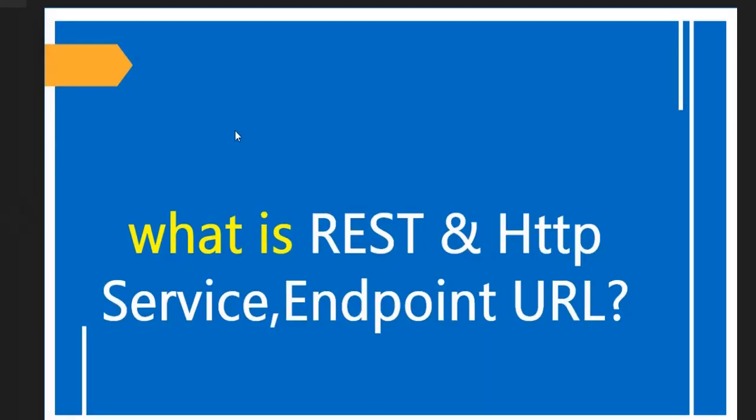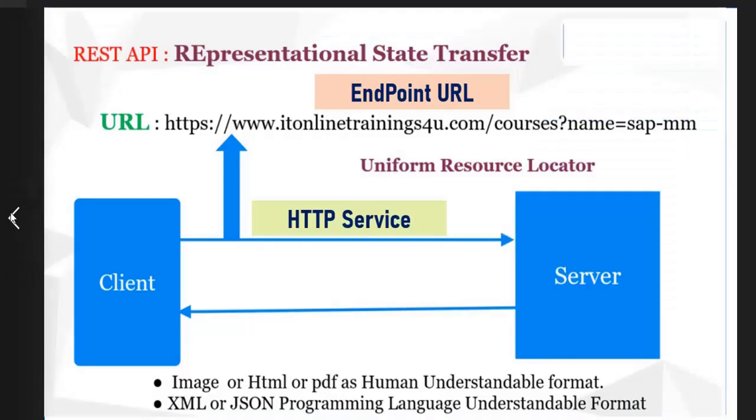We discussed what a web service is and what an API is. Now let's see what REST is, what an HTTP service is, and what an endpoint URL is. All these are interrelated, so I will cover all three topics together. Let's try to understand how a REST API looks. We discussed that the API will send a request to the server, and it will send the response back to you as a client. How will that happen? By using this endpoint URL.